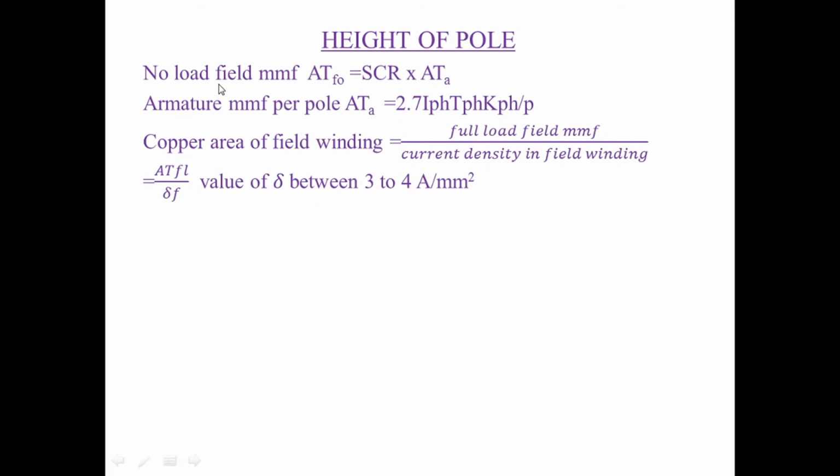Next, height of the poles can be calculated. In that, for the height of the pole, first you need to calculate the no load field MMF. No load field MMF ATF naught is calculated as short circuit ratio into ATA, where ATA is armature MMF per pole. So no load field MMF ATF naught can be calculated as a multiplication of short circuit ratio into armature MMF per pole.